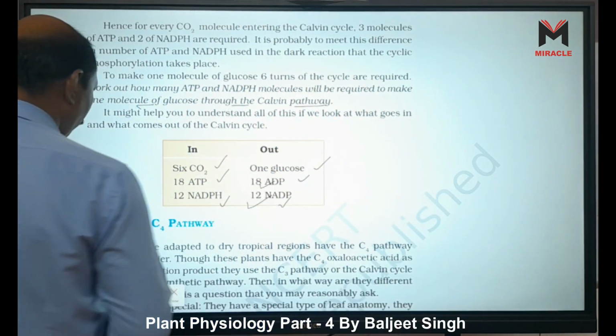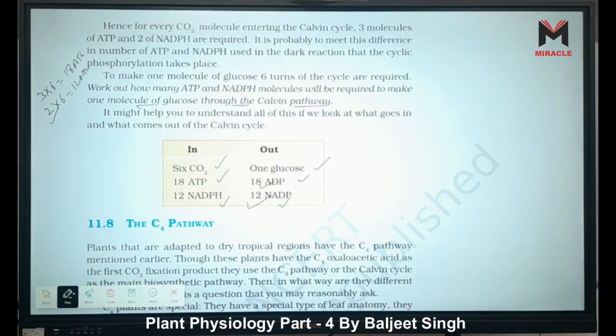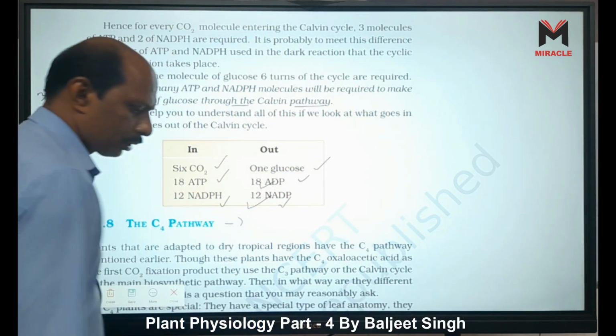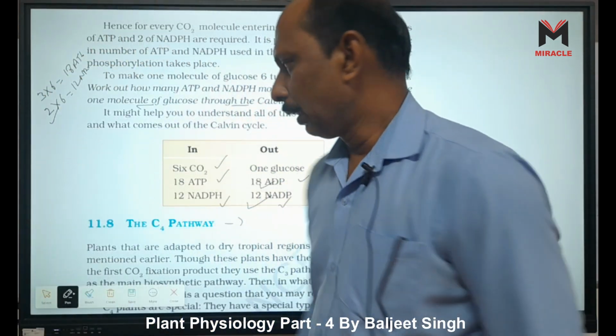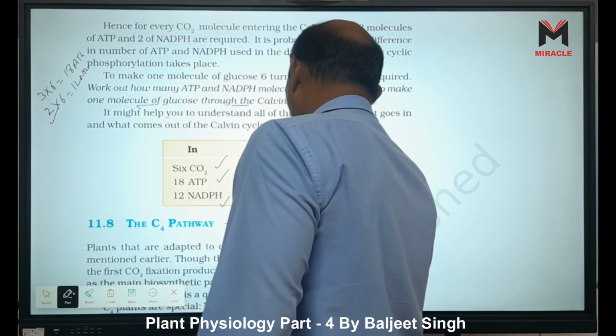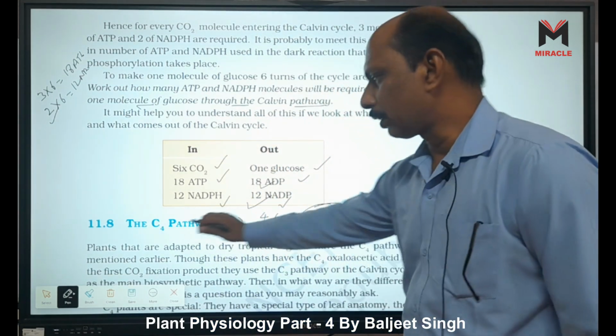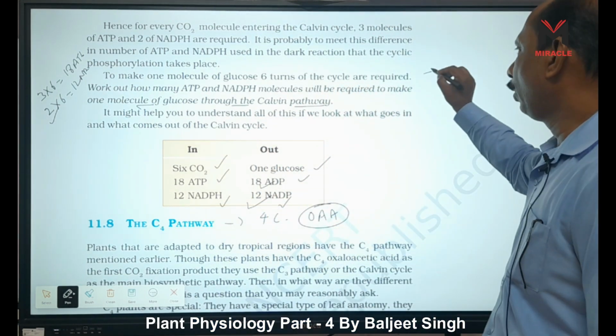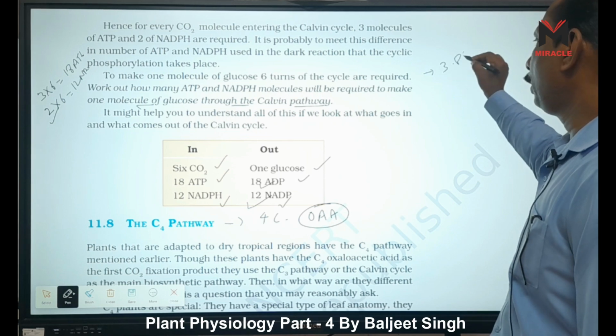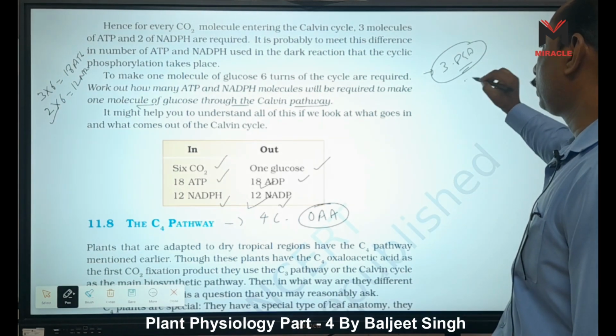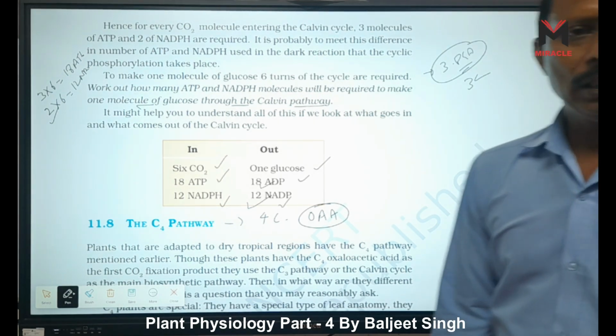Now the second pathway is our C4 pathway. Why is it called the C4 pathway? Because the first product is a 4-carbon product, and it is OAA, oxaloacetic acid. That's why it is called the C4 pathway. In the C3 pathway, the first product is 3PGA, and this 3PGA is a 3-carbon molecule. That's why it is called the C3 cycle.